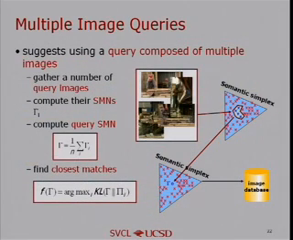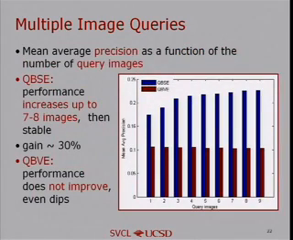So the basic idea, because this is easy to do, it's just averaging these semantic multinomials, is let's use a query composed of multiple images instead of a single image. We collect these images, compute their semantic multinomials, compute the query semantic multinomial, which is just the average of these, and then use that to search the local database. It turns out that when we do this, we have a very significant gain.